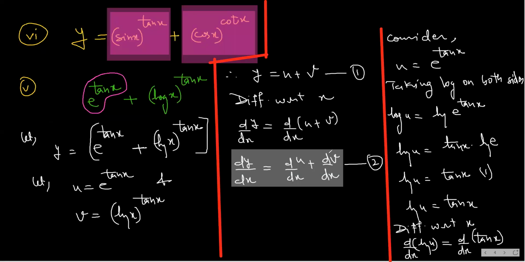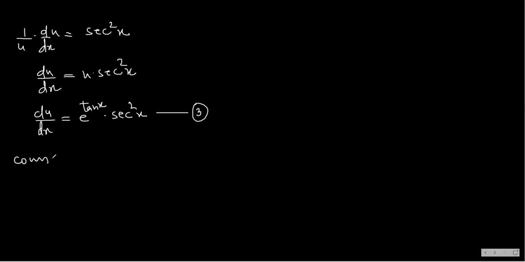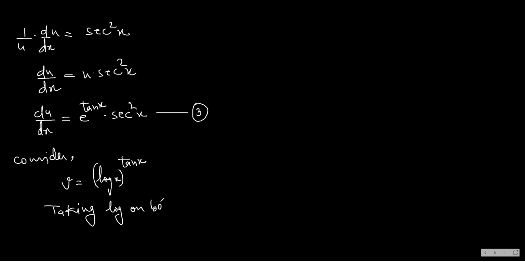Now I got du by dx. It is time I differentiated for dv by dx. Consider v equals log x raised to tan of x. Here taking log is mandatory. I can't say that I have a choice, no choice. So taking log on both sides, what do I get? I get log of v equals log of log x raised to tan of x.